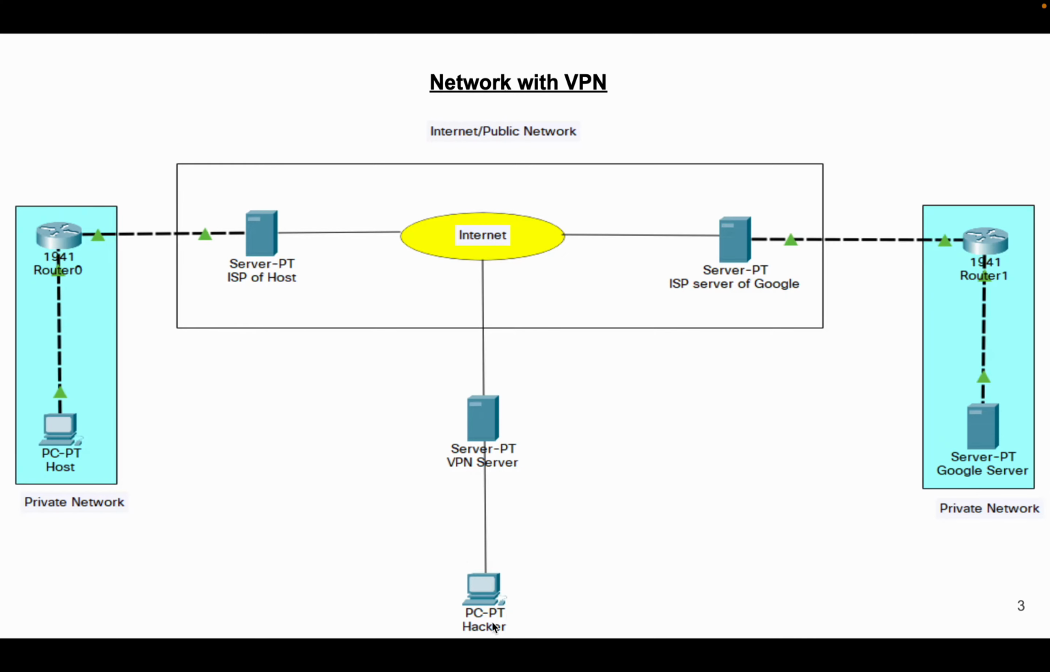So when a hacker attacks, and if he is not using the VPN server, then we can easily trace his IP, locate him and catch him. That's why the hacker will use a VPN server or proxy server. So what is the proxy server?